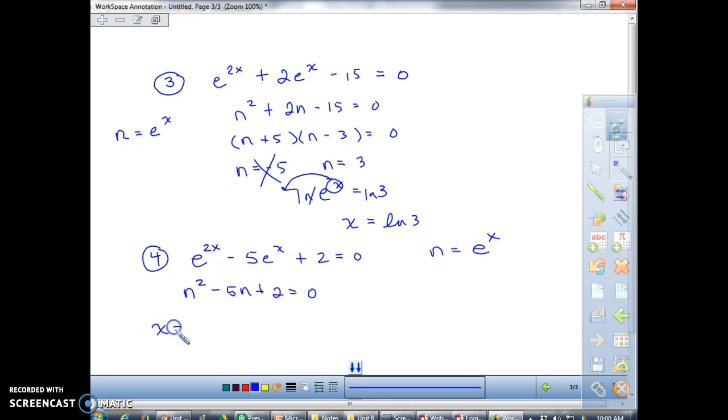So n will be equal to a negative 5, which is a positive 5, plus and minus the square root of b squared, 25, minus 4 times a times c. All that's over 2a, which is just 2. So this is going to be 5 plus and minus the square root of 25 minus 8, which is 17, does not simplify, all over 2.